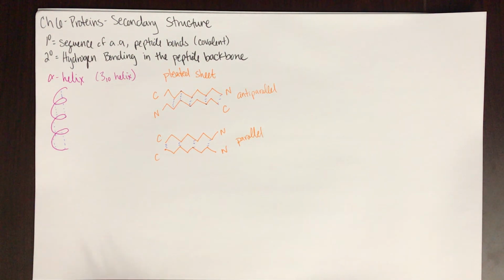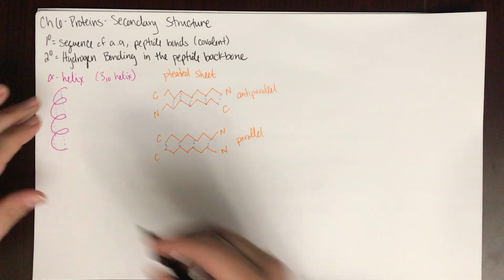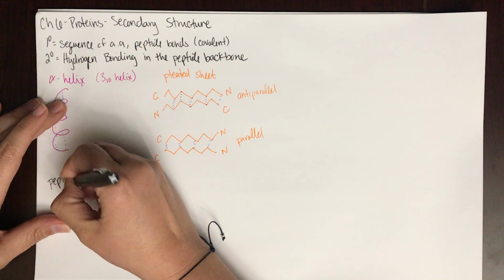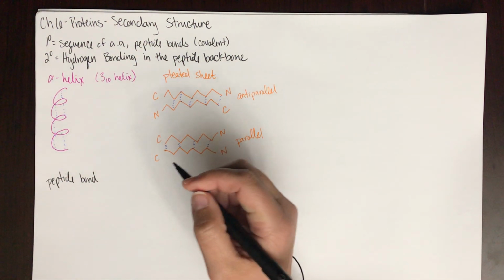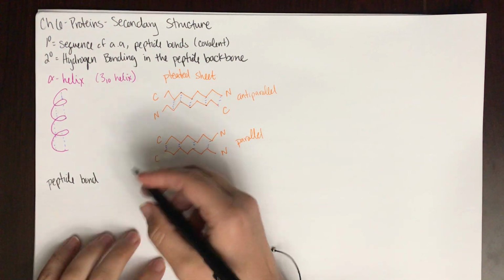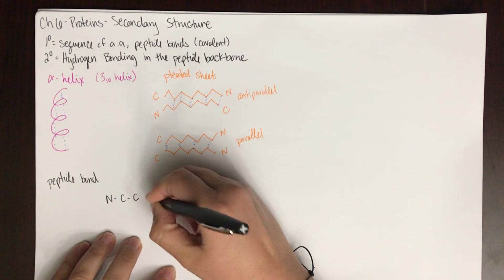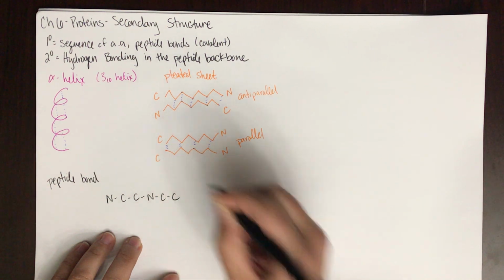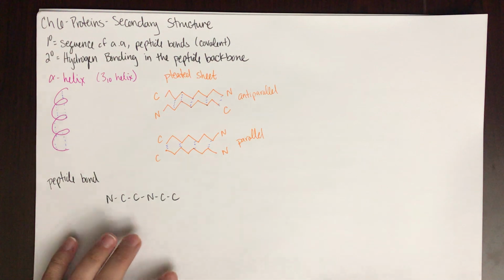pleated sheet. So the shape that this secondary structure of the protein adopts has to do with what's called phi and psi angles. So the phi and psi angles are on either side of the alpha carbon. So one thing that's important to remember is that the peptide bond, let's just draw the peptide bond again. So this would be the peptide bond right here.